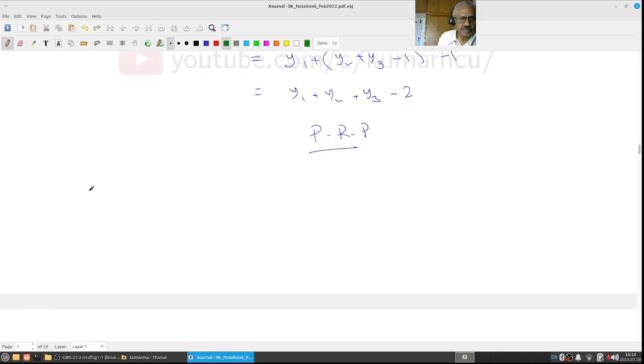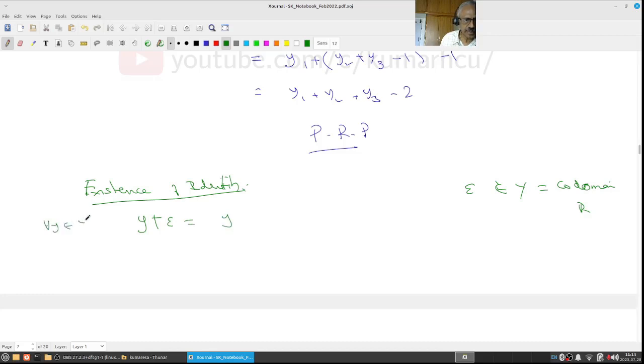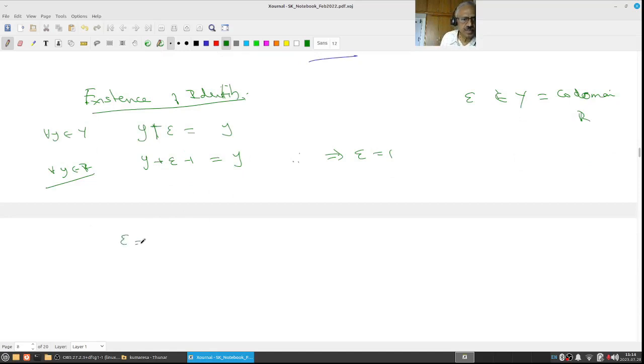Okay, next I want to seek existence of an identity. How do I do that? Let us just pretend we do not know. Let epsilon be an element in Y, namely this R, with domain R and codomain R, so that y dagger epsilon equals y for all y in Y. But what is this? This is y dagger epsilon, that is y plus epsilon minus 1 equal to y. Therefore, it implies epsilon equals 1. This should be true for every real number y. That means what? Epsilon must be 1. You understand? Therefore, I claim that epsilon equal to 1 is the identity for the binary operation dagger.